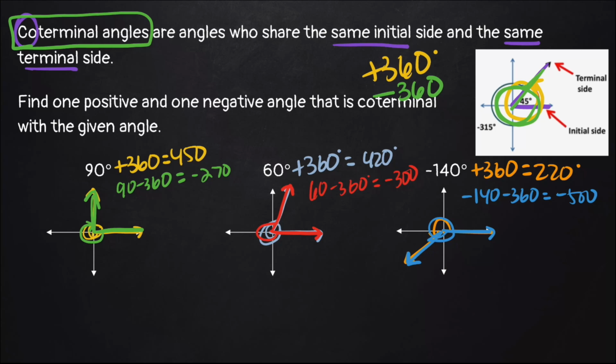Again, you can add or subtract 360 to get you positive or negative coterminal angles. But remember, if we ask you for positive, you have to add until you get to a positive answer. Or if we ask you for a negative, you have to subtract until you get to a negative answer.